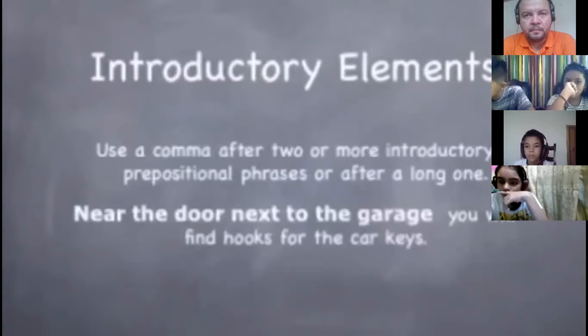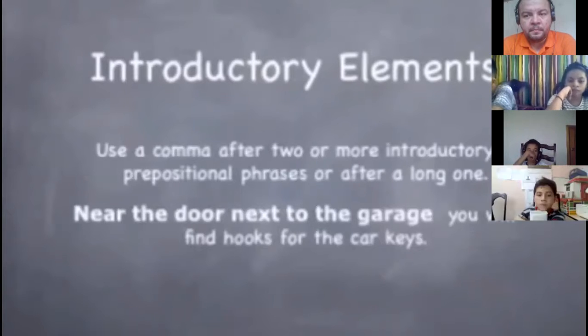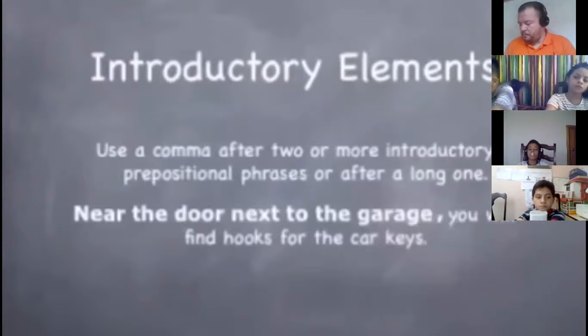We actually have two of them, near the door and next to the garage. You will find hooks for the car keys. Since we have two or more introductory prepositional phrases, they come at the beginning of the sentence. We put a comma after the second one. Near the door, next to the garage, you will find the hooks for the car keys. At the end of the two prepositional phrases, we put a comma.